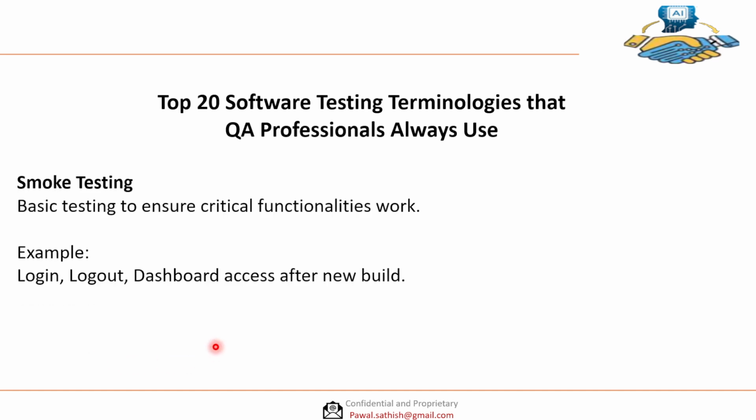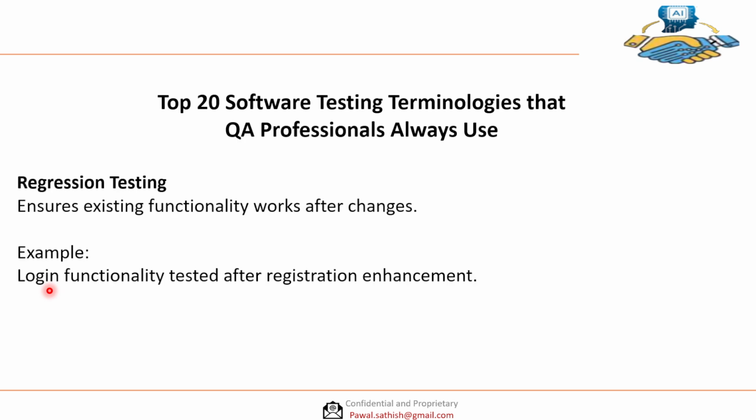Then next is smoke testing. It is basic testing to ensure the critical functionalities are working. We do it when we deploy the latest build in any environment, QA environment or PT1 environment, or the performance environment or UAT environment. It's a quick check, a build verification test. That is called smoke testing, so we ensure that all the critical functionalities are working fine.